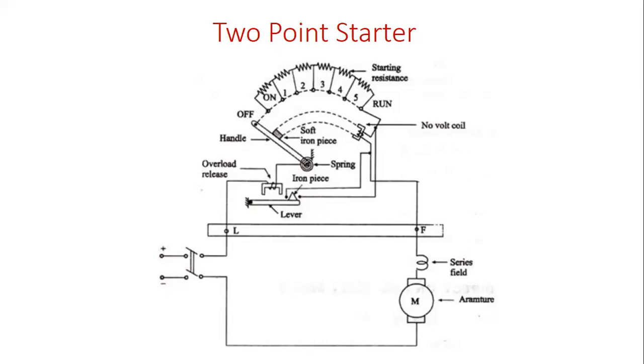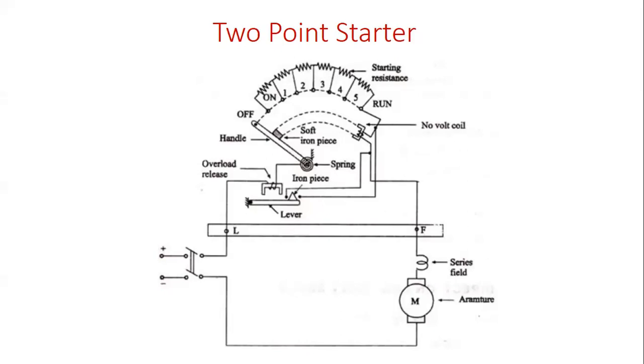So how are we going to upgrade this one? If there is any drawback, we have to mention it. What is the drawback of the 2-point starter? Here there are only two terminals, so we can connect only a two terminal motor. The two terminal motor is a series motor here. So if you want to connect a shunt motor or a compound motor, it is not possible.